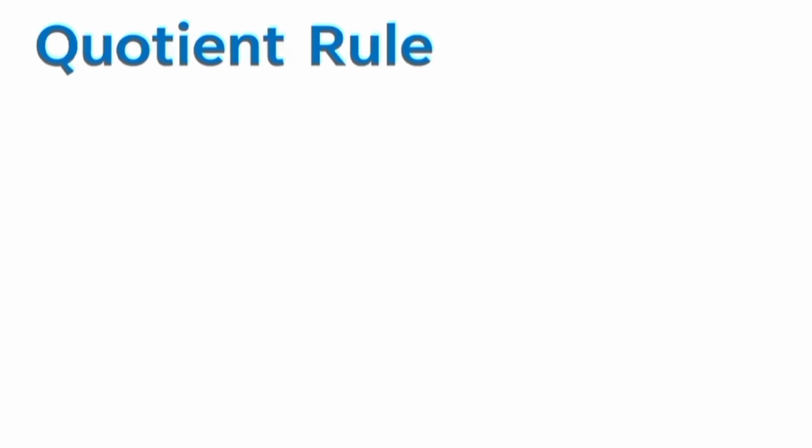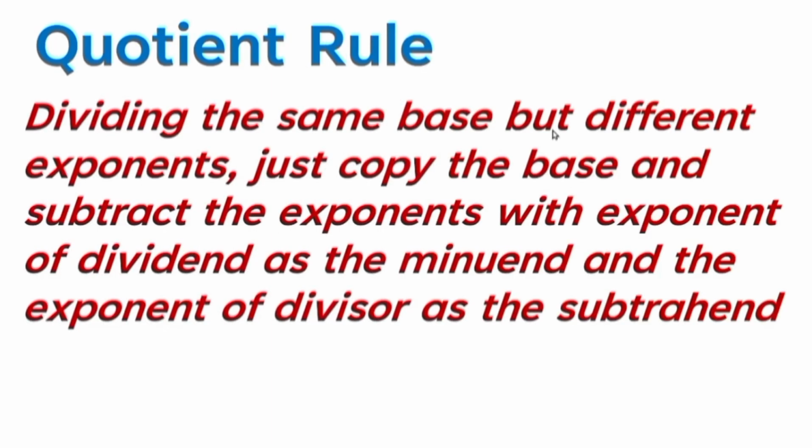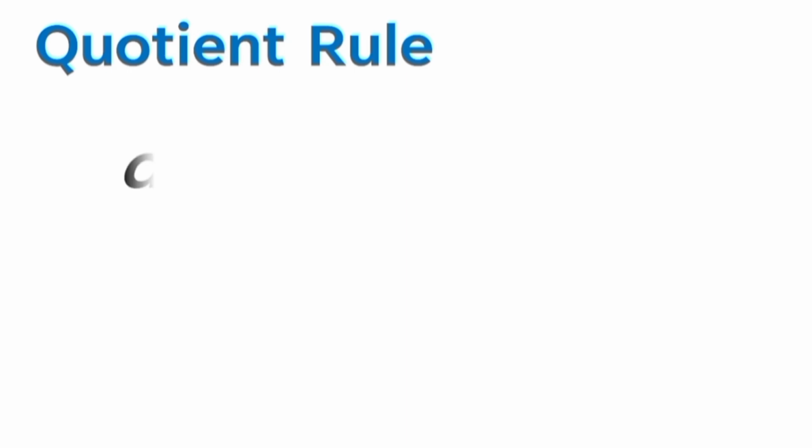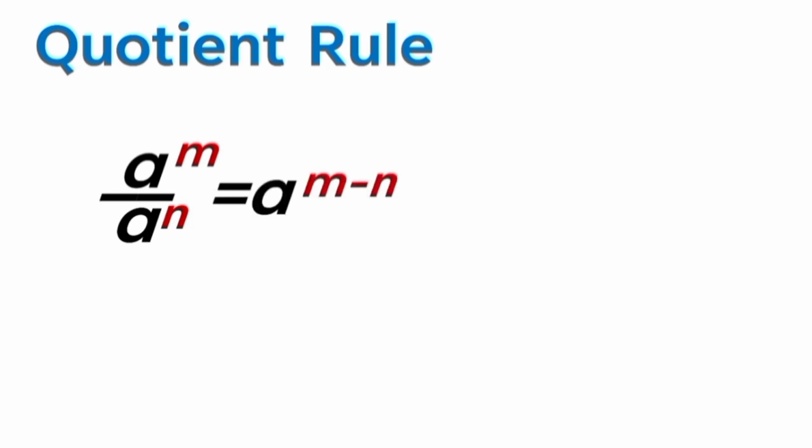The quotient rule. The quotient rule states that when dividing the same base with different exponents, just copy the base and subtract the exponents, with the exponent of the dividend as the minuend and the exponent of the divisor as the subtrahend. We have a to the power m divided by a to the power n is equal to a to the power m minus n, provided that a is not equal to 0.